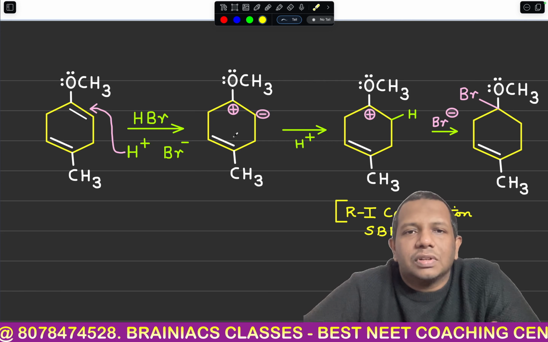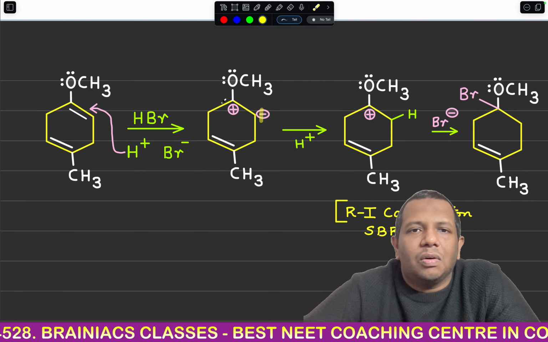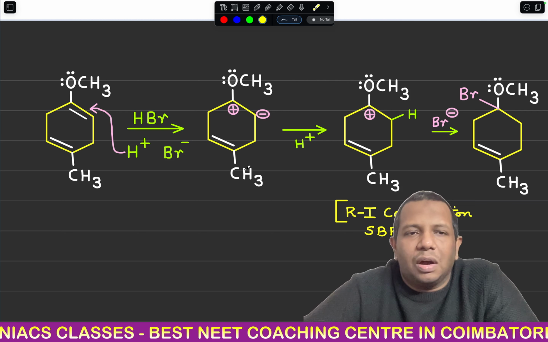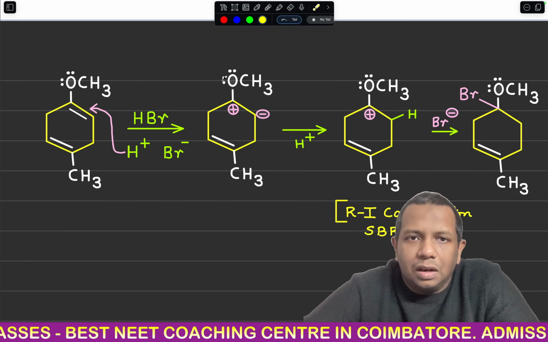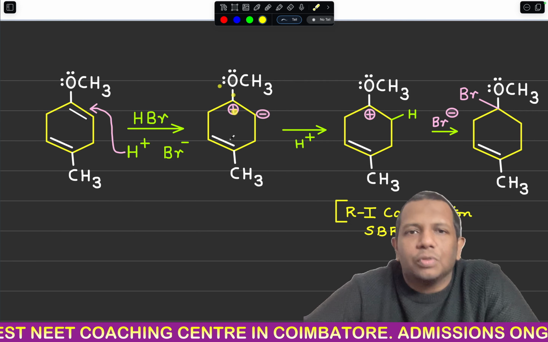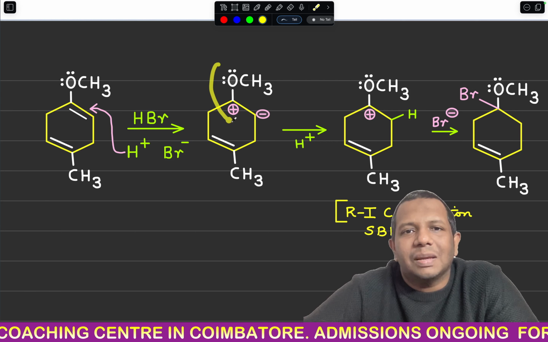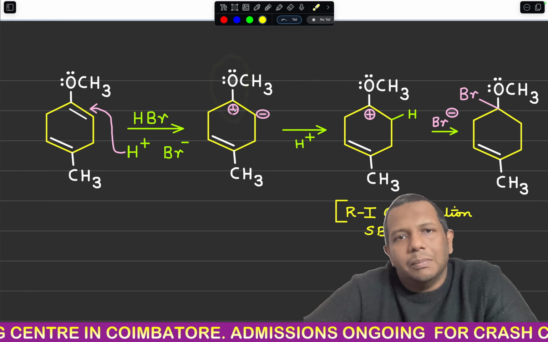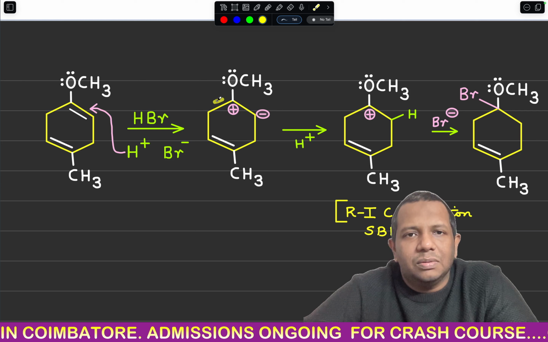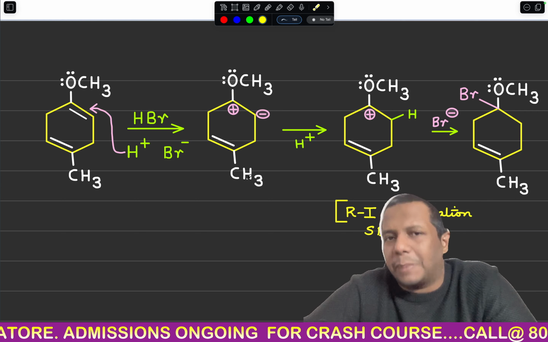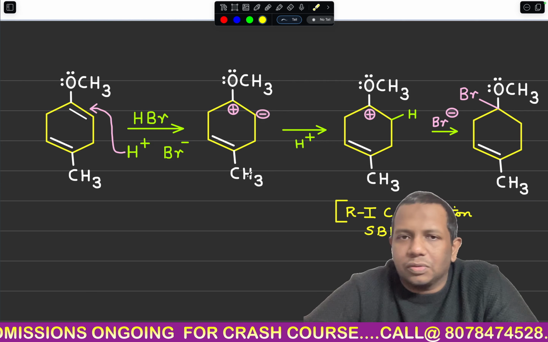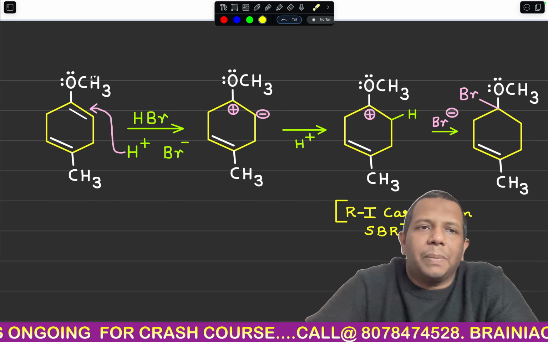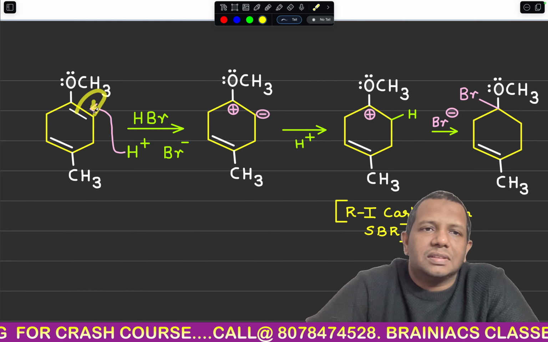So a big question comes: sir, will the plus come here or will the negative come here? How can I identify? Very simple, sir. Lone pair, single bond, positive charge: this is stabilized by resonance. But if the negative charge comes here, negative single bond lone pair, it can undergo repulsion. So there is no resonance. So I can easily say the pi bond polarizes like this.